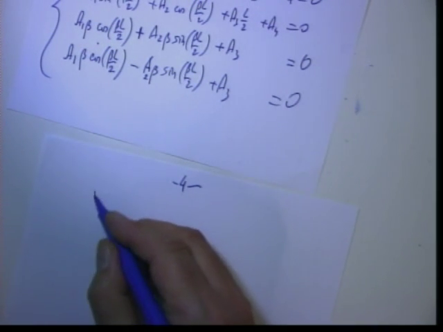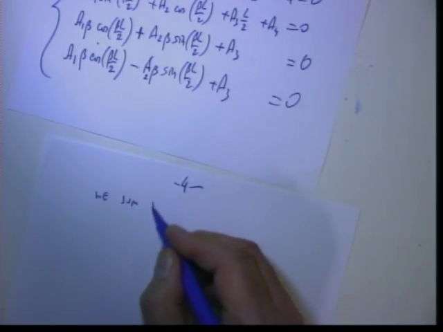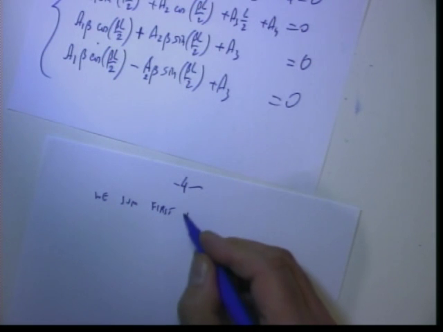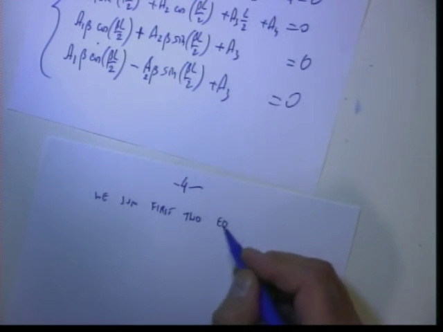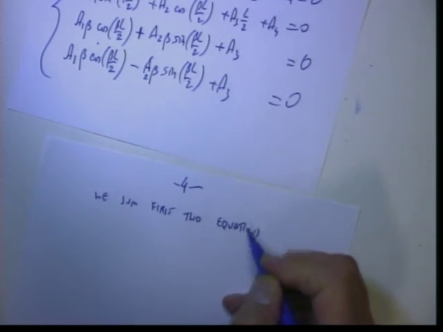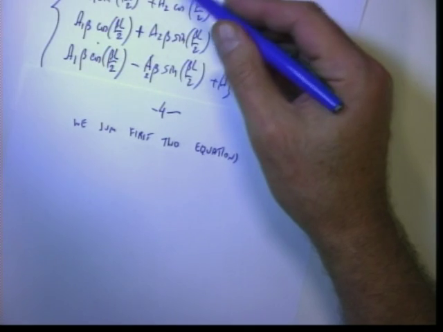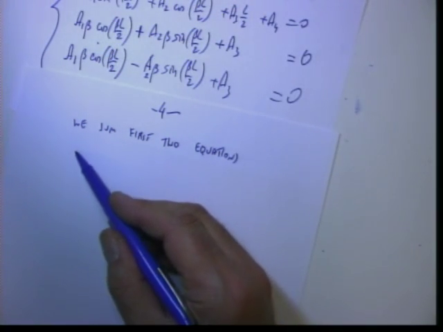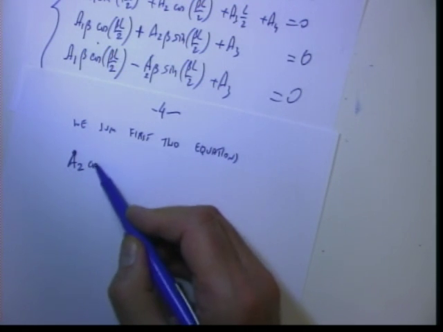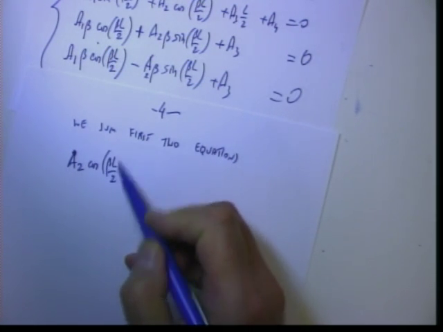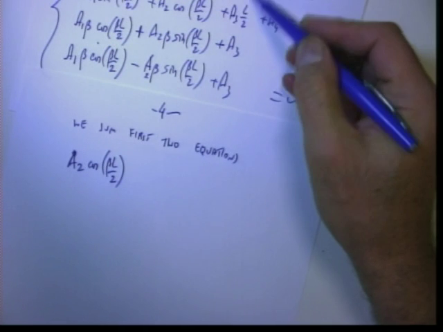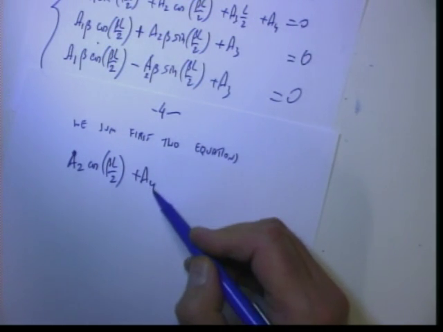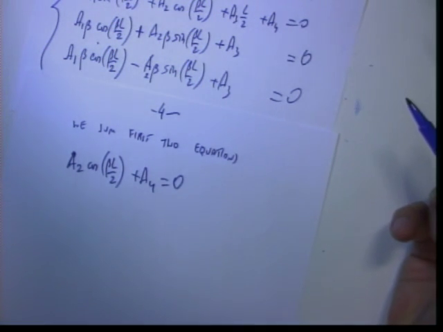Okay, we sum the first two equations. And then I get this, and these are canceling each other. So when I sum, there will be 2, but then I'm canceling by 2. So it will be A2 cosine beta L over 2, this and things together, plus A4 equals 0. Okay?